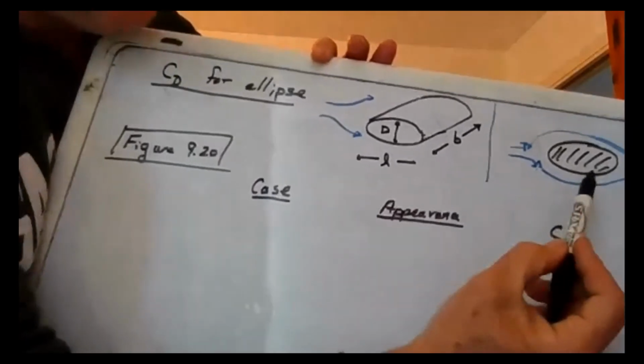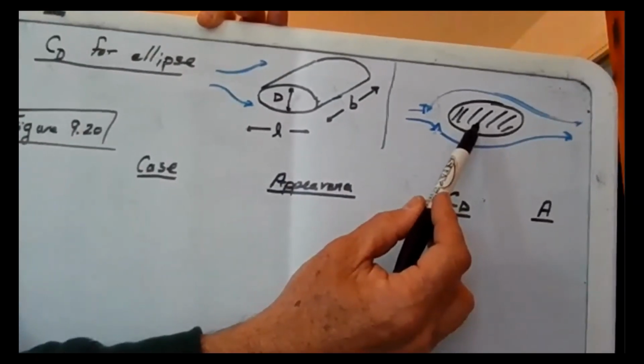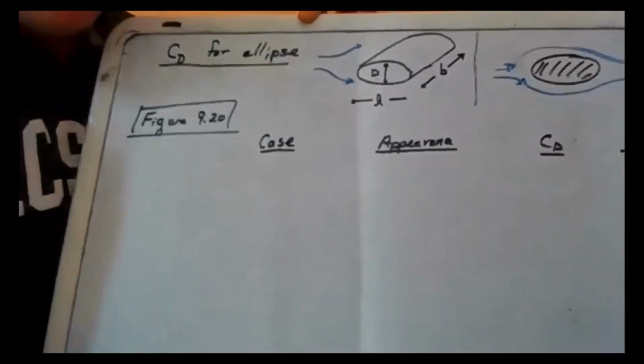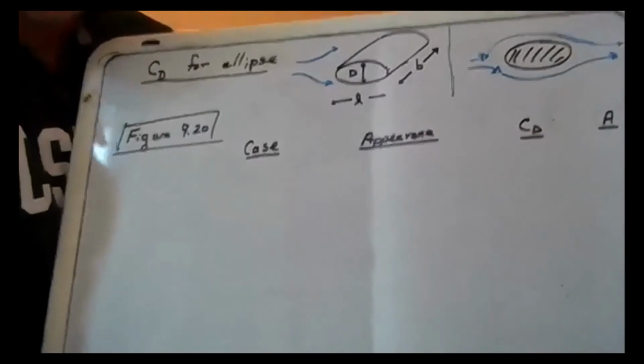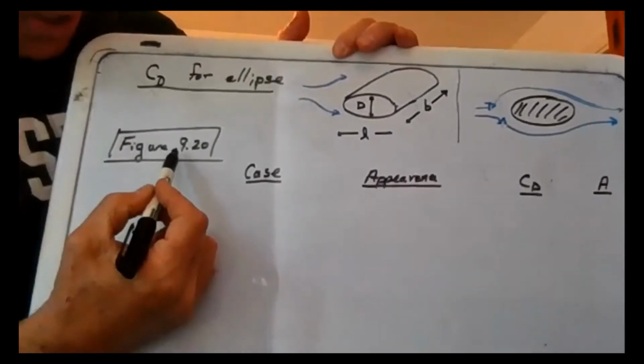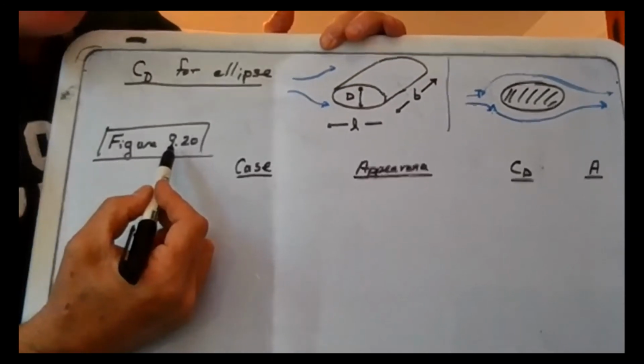From a two-dimensional point of view, it looks like this: a cross section of our ellipse and the flow going around it. That's very difficult to do theoretically, so it's summarized in the figure. What I want you to do is go to figure 9.20 and get oriented, and then let's fill out this chart.